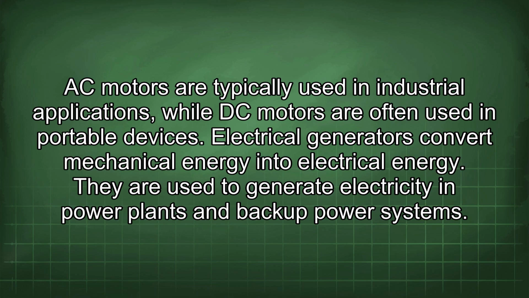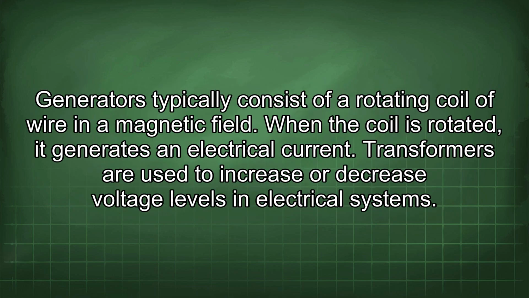Electrical generators convert mechanical energy into electrical energy. They are used to generate electricity in power plants and backup power systems. Generators typically consist of a rotating coil of wire in a magnetic field. When the coil is rotated, it generates an electrical current.